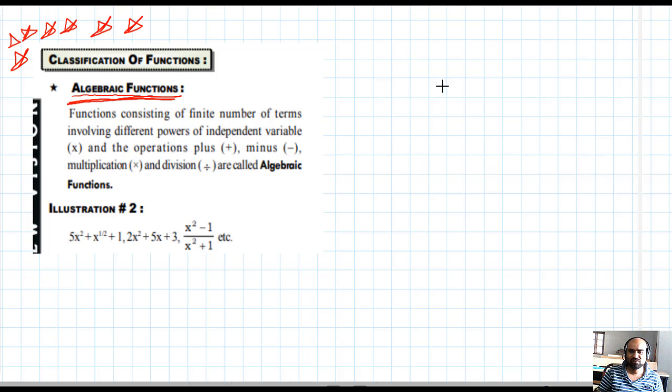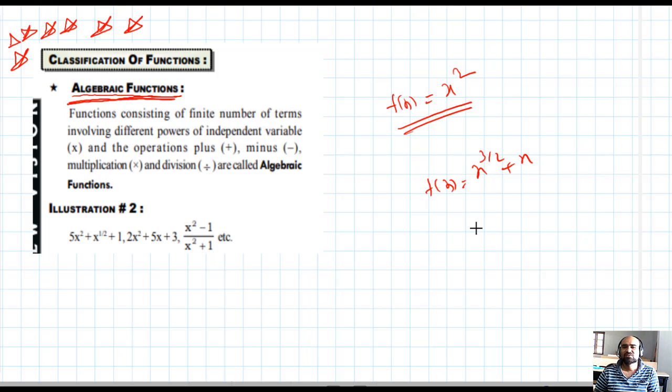See here, for example, x square is given. This is an algebraic function, one of the algebraic functions. x power 3/2 plus x is given. The expression involves the independent variable and exponents and some plus and minus symbols. That's why this is called an algebraic function. So x power 3/2 plus root x by x power 7. This is also another algebraic function. These all are algebraic functions. Okay.